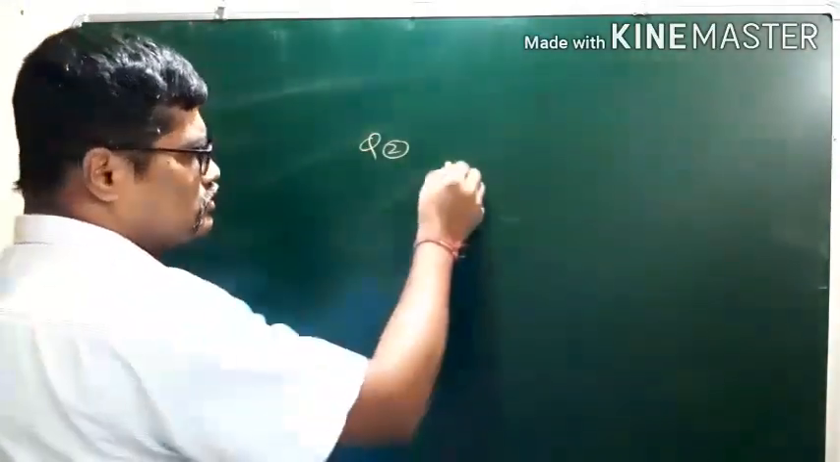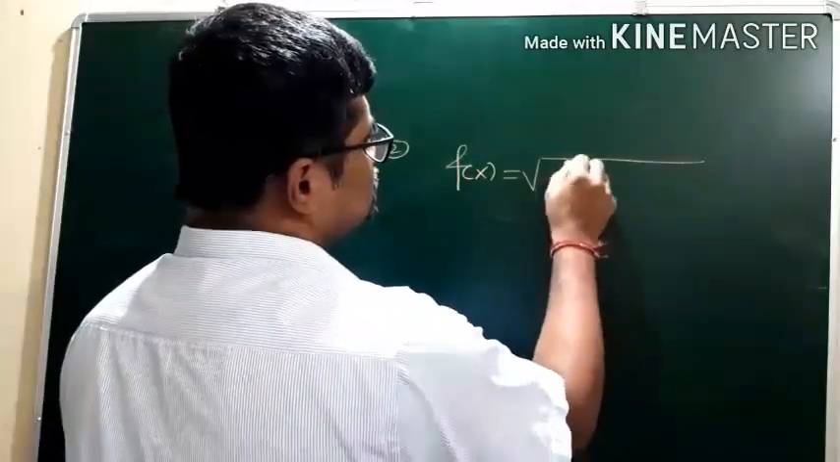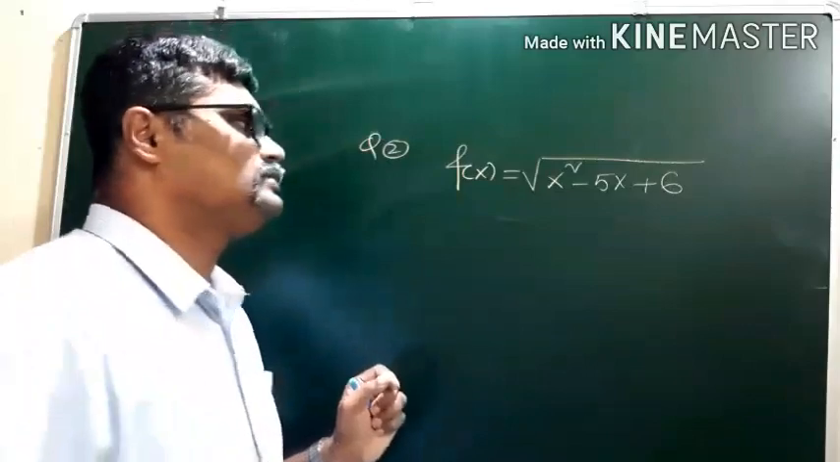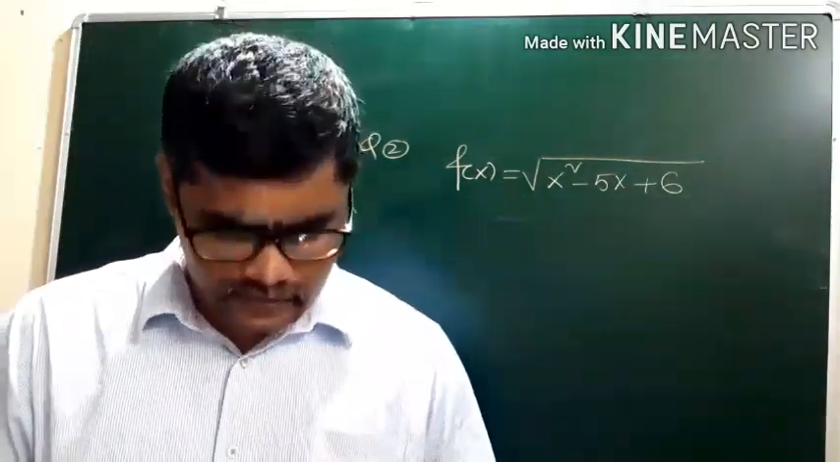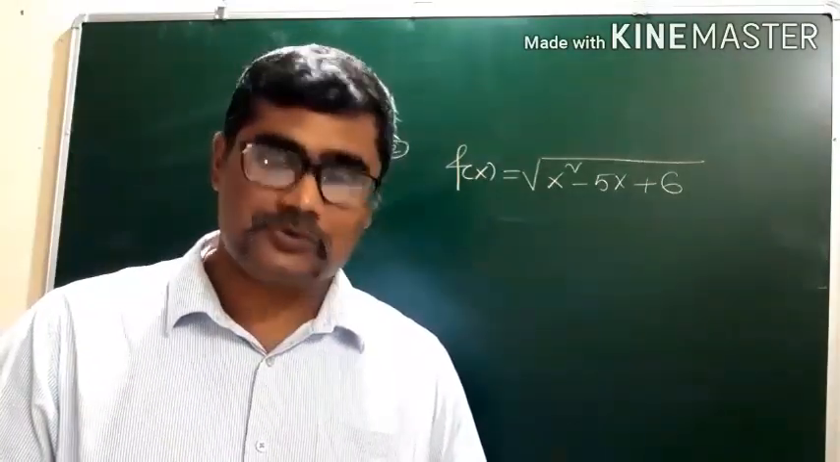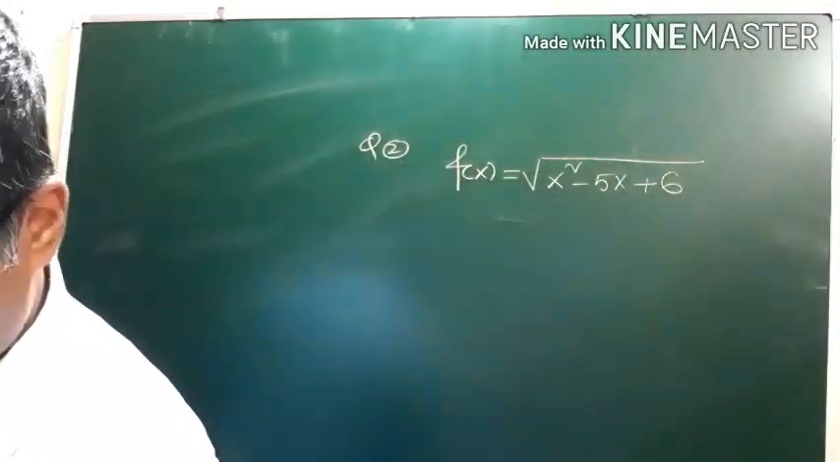Question number 2. My real function is f(x) equal to under the root x square minus 5x plus 6. I have taken questions from the root only, but that's not an issue. You need to practice every kind of problem, right?